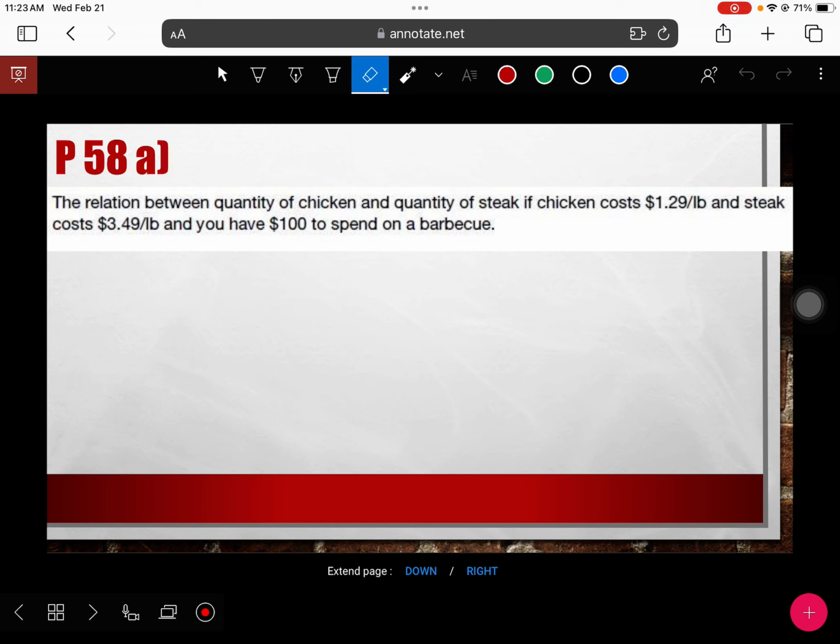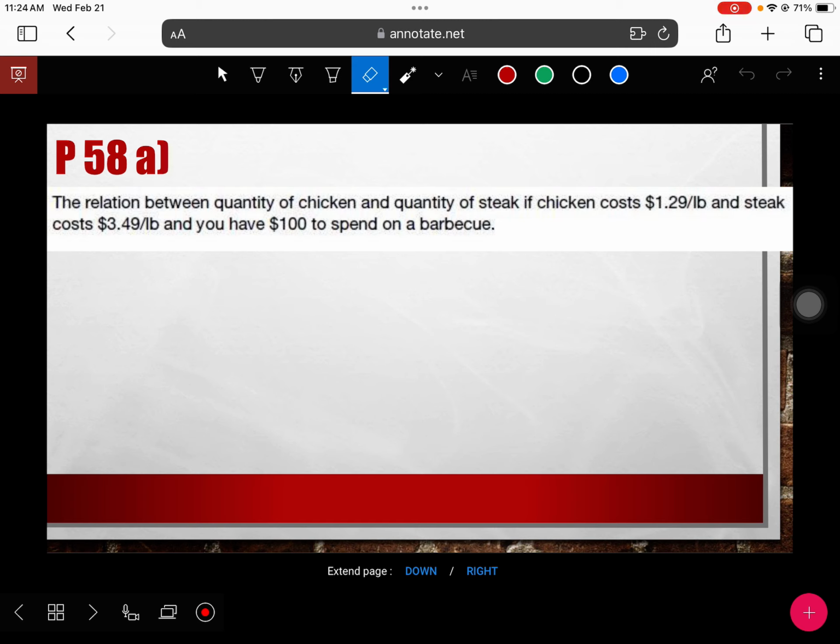So talk to me about this problem. How many variables are we going to have? What's important in this problem? Is there only one answer? Talk to me about this problem in general. What is the $100? You have $100 to spend on the meat for the barbecue. And we only have two meats. We have chicken, we have steak. Those are your choices, okay?